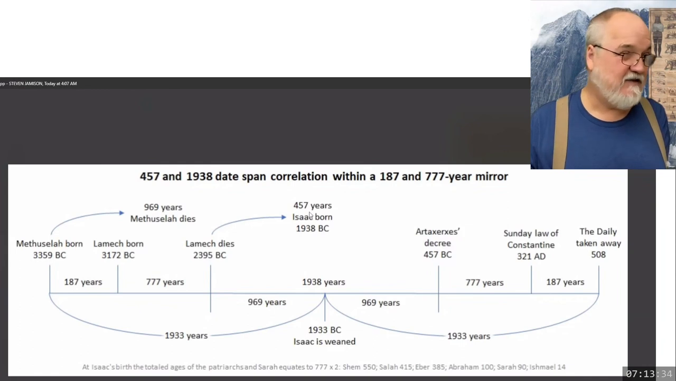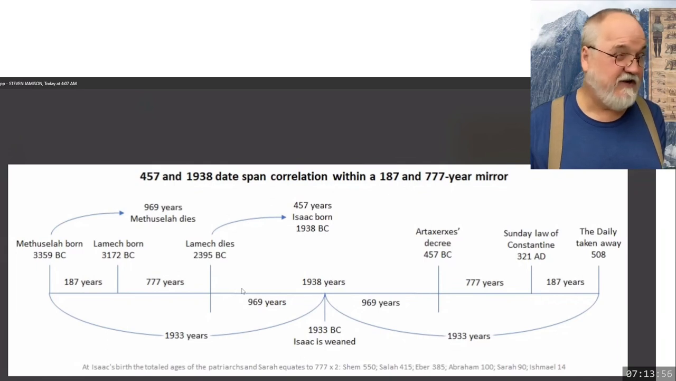And Isaac is born in 1938 BC, right? So you can see we got this date here. And that's 457 years after Lamech dies. So it's very interesting. And then you can see that there's also 1938 years between these two dates. And we got this 969 years here. That's how many years Methuselah lived. And then the center of this is the weaning of Isaac. So you got 1933 years here and here.